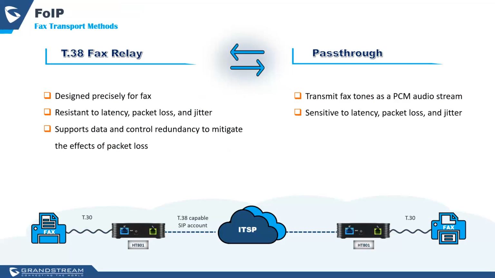So when trying to switch from traditional analog fax to fax over IP solutions such as HT800, there are generally two methods that can be used depending on which one the ITSP or SIP platform supports. So we have T38 fax relay and PCM pass-through, and each one of them has different mechanisms for sending and receiving fax. So first, let's talk about PCM pass-through.